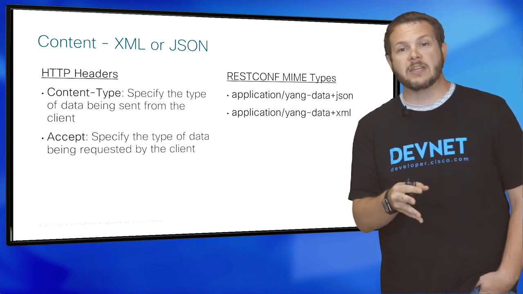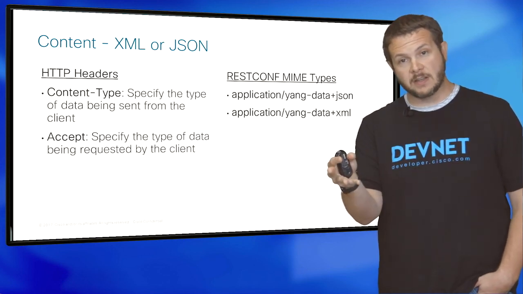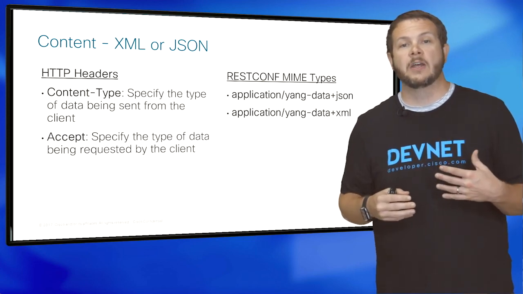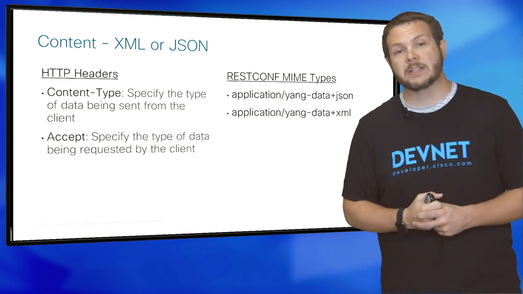And so we'll have application/yang-data, and then if we want JSON, plus json. If we want XML, it'll be plus xml, giving us the ability to define what information we're sending or what information we would like RESTconf to send back to us.